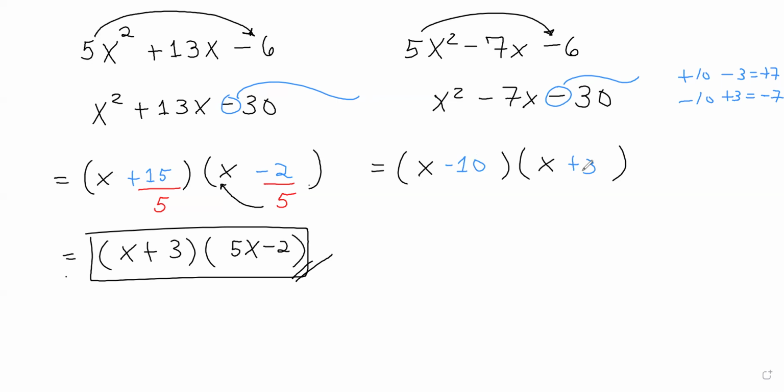Again, we originally multiplied by 5, so we divide out 5. Giving x minus 2, 5x plus 3. Let's do one more problem. Last problem will take this form.